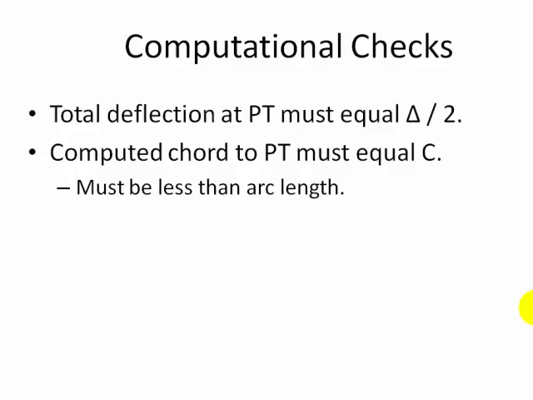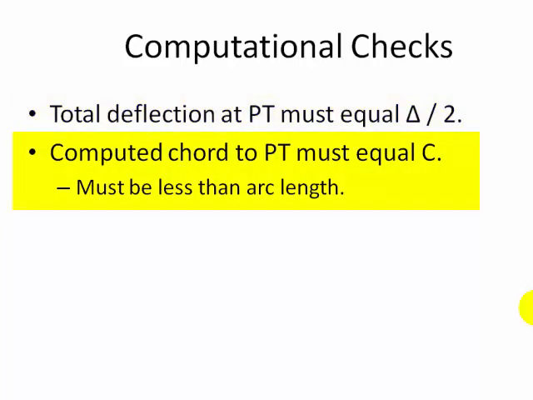So there are some computational checks, and I've mentioned these a few times already, but they bear repeating. They will help you avoid errors and check yourself so that you won't get surprises in the field. First of all, the total deflection at the PT must equal delta over 2. That is, when you compute it, the cumulative sum of your incremental deflections should bring you to delta over 2 at the PT. If it doesn't, then you need to do some troubleshooting.